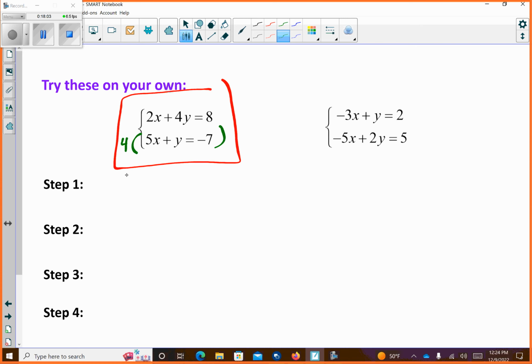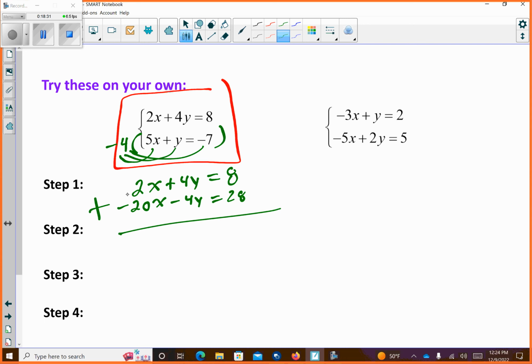What goes along with the 4? Make it opposite. I want an opposite of 4. Negative 4. Okay. Why would we make it negative 4 and not positive 4? Because 4 plus 4 is 8. There you go. All right, ready? Negative 4 times that is negative 20x. Negative 4 times that is negative 4y. Negative 4 times that is positive 28. If I add these together, that looks like negative 18x to me. Those go bye-bye. 8 added to 28 is 36.